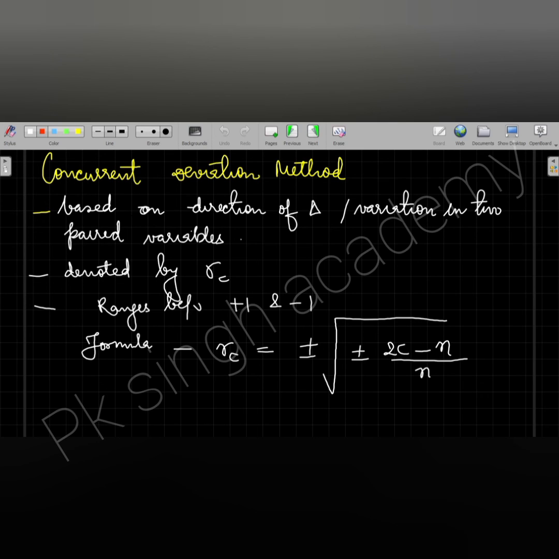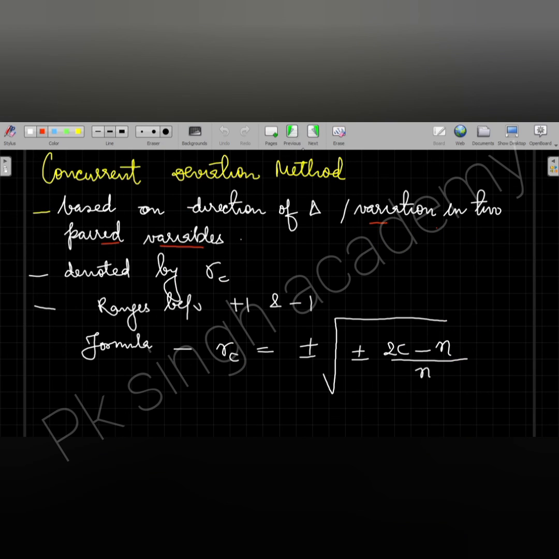Now the third method is the concurrent deviation method. It is based on the direction of change, or variation, in two paired variables. It is denoted by RC, and it also ranges between +1 and -1. The formula is RC is equal to plus or minus. In your exam, the formula is the basic thing which always comes in the options, so you have to remember the formula very minutely. Clear?